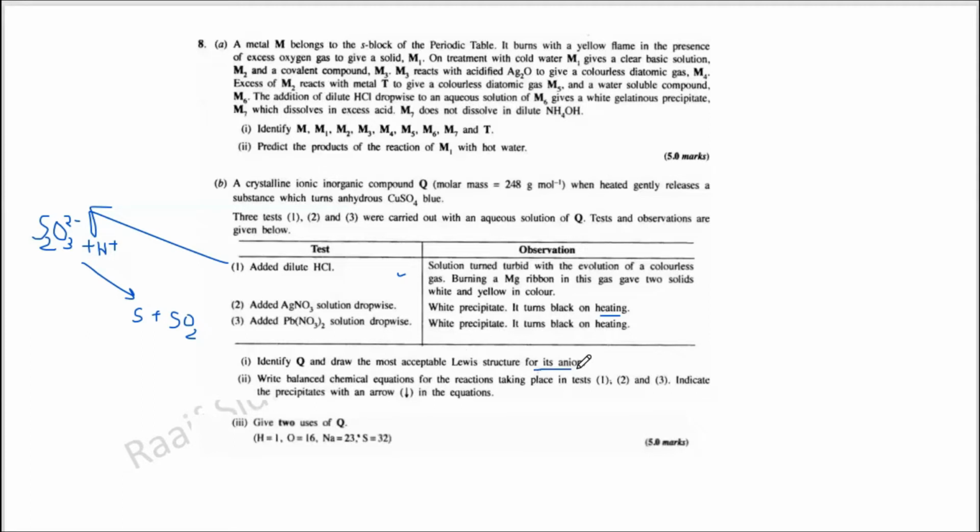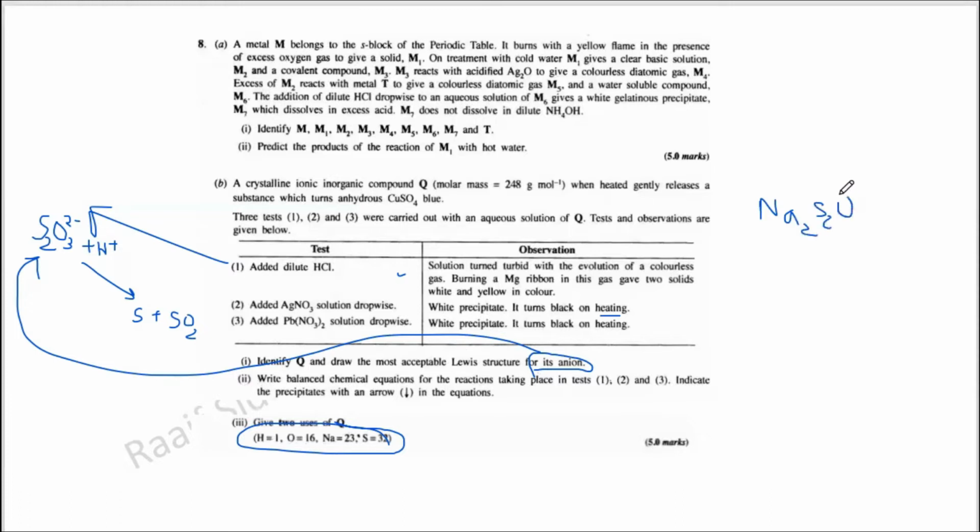So we have to draw the Lewis structure of the anion, which is S2O3 2 minus, but we have to find this Q. So think about this. They have given the molecular weight of sodium. So automatically you should think about what type of molecule this is. So basically this should be Na2S2O3. So this is sodium thiosulfate.